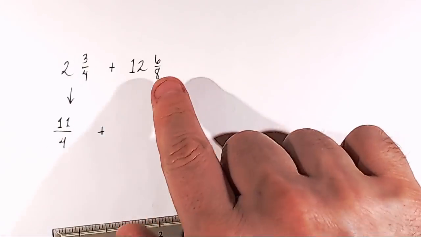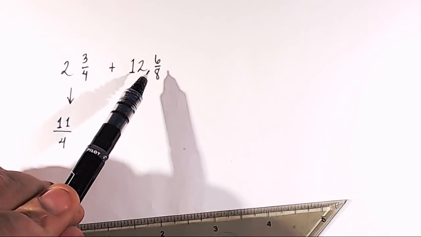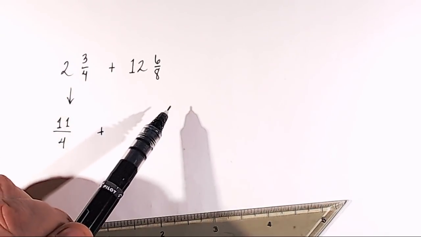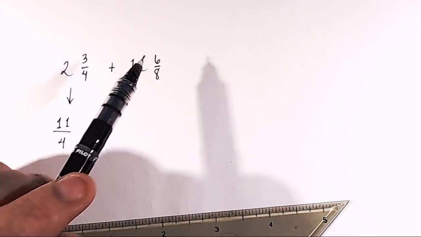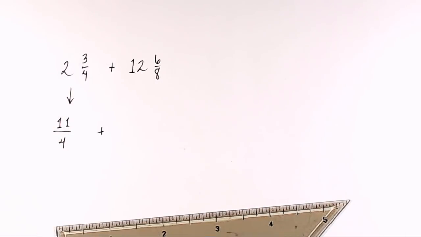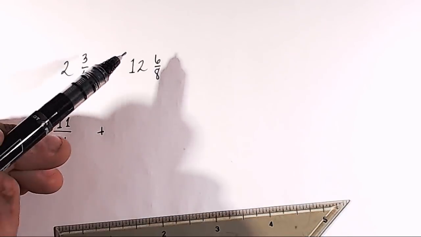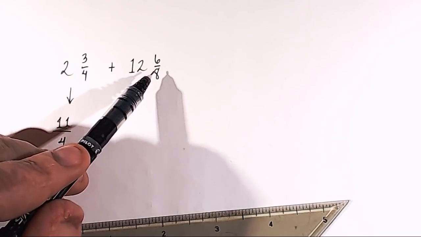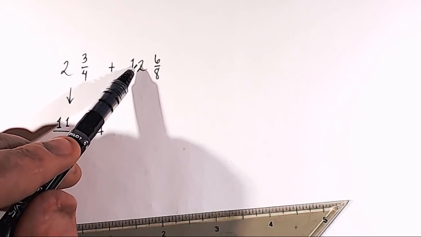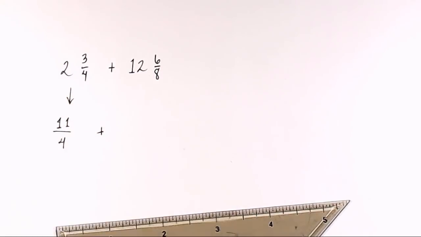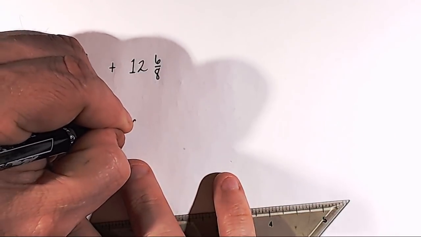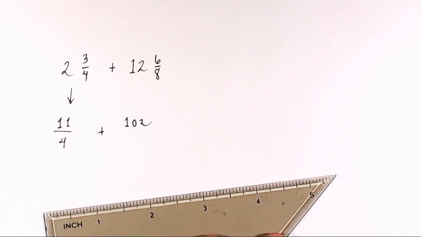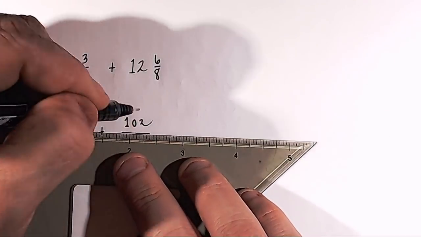Plus, now we'll do this one. 8 times 12 is 96. 96 plus 6 is 102. So 8 times 12 is 96. 96 plus 6 is 102. So the improper fraction is 102 over 8.